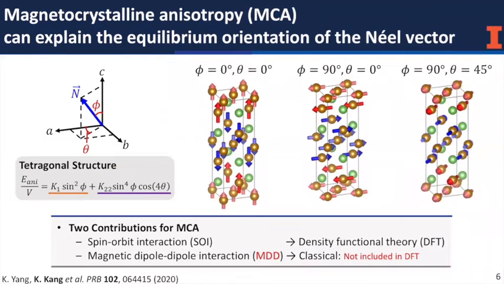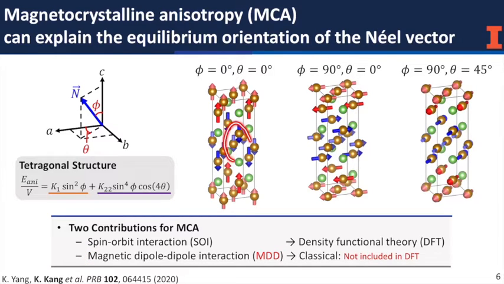In more detail for the magnetocrystalline anisotropy, there are 2 major contributions. The first one is the spin-orbit interaction, which originates from the spin-orbit coupling effect, and it can be obtained from the density functional theory calculation. Another contribution comes from the magnetic dipole-dipole interactions.